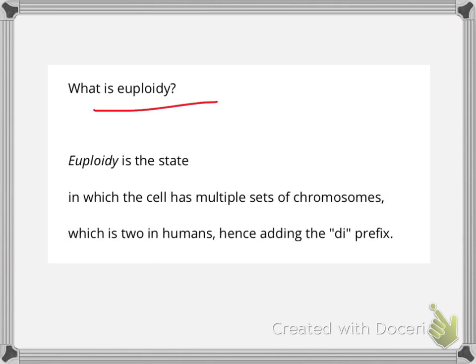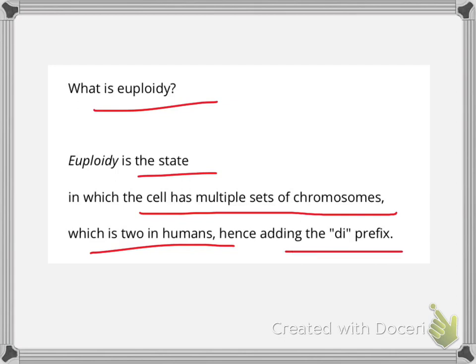Now, euploidy. Euploidy is the state in which a cell has multiple sets of chromosomes, which is 2 in humans, hence adding the prefix di. So, multiple sets of chromosomes is known as euploidy.